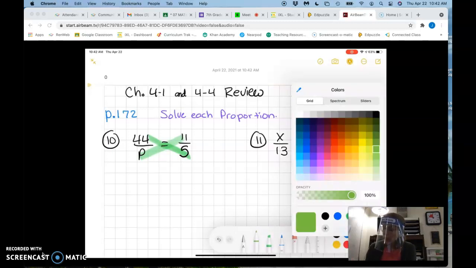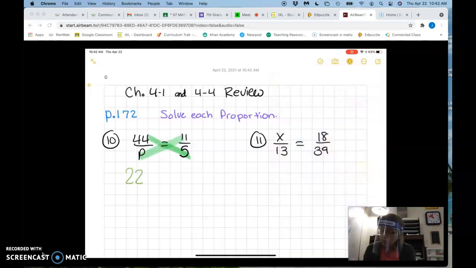So what is 44 times 5? It is 220. And what is P times 11? P times 11 is 11P. Right? We just write the variable next to it.